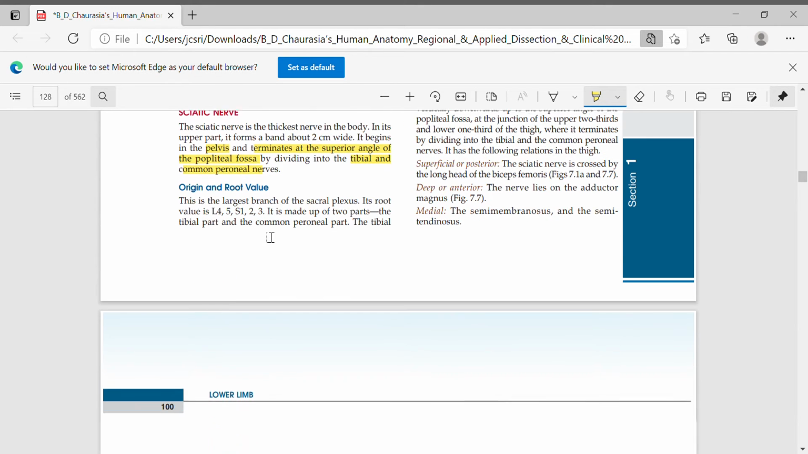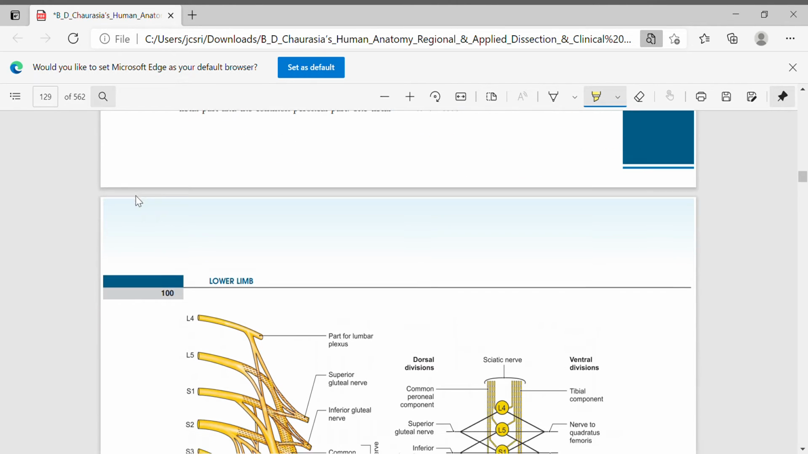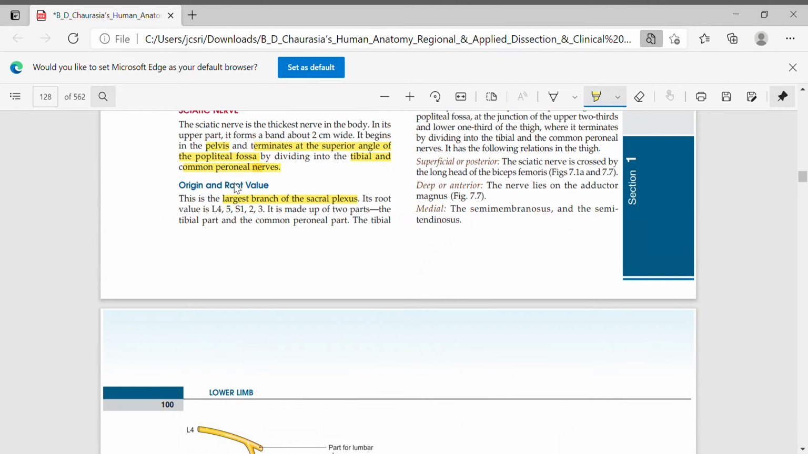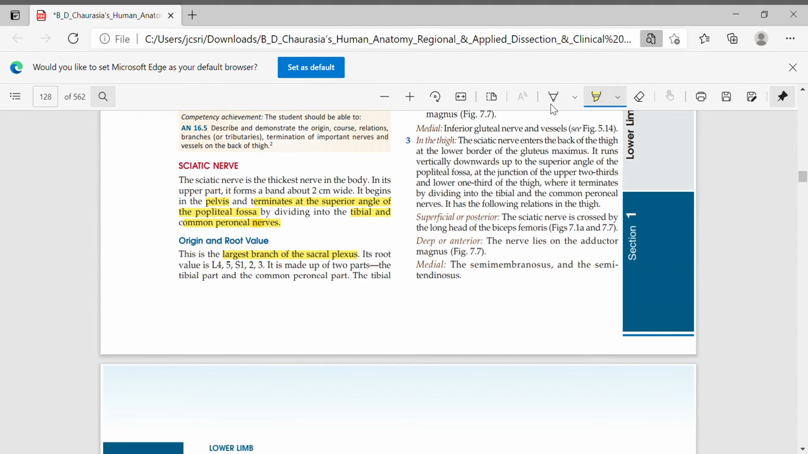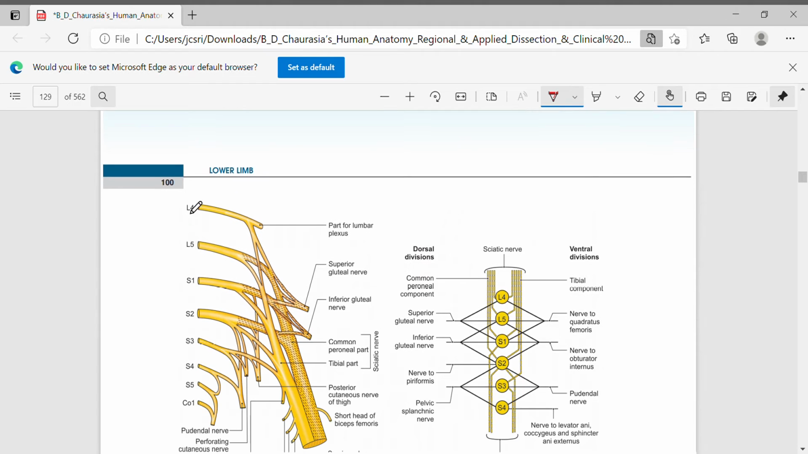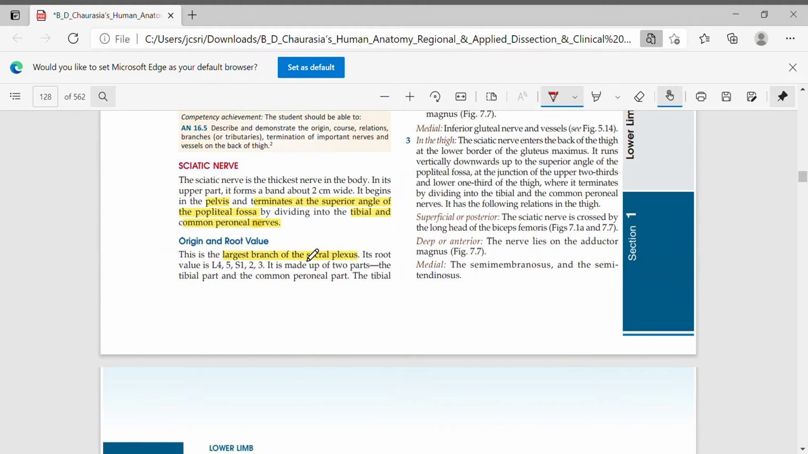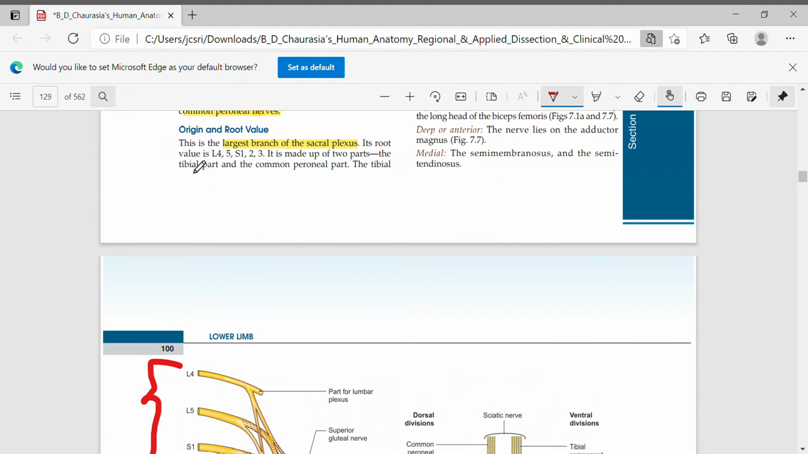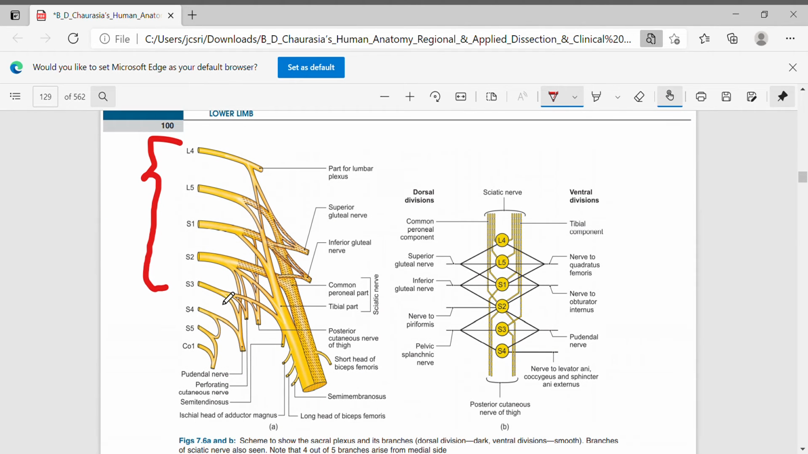So it's from the sacral plexus. As we have the brachial plexus and lumbar plexus, we have the sacral plexus. So from L4, L5, S1, S2, S3 we have the sciatic nerve. Till S3, we have the sciatic nerve. Okay, so this is a very important one, right? So from here to here, we have the sciatic nerve.